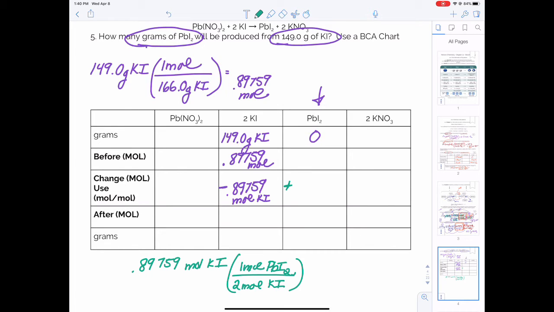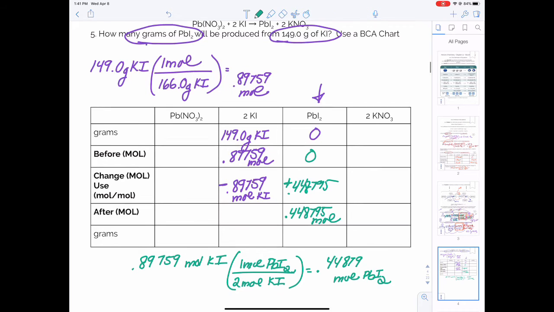I'm saying lead 2 iodide because lead functions as a transition metal, so I need to use the Roman numerals there. 0.44879 moles of PbI2 will be made. I started with 0 moles, and now I've added this 0.44 number, so afterwards I would have 0.448795 moles. Check what the question is asking.